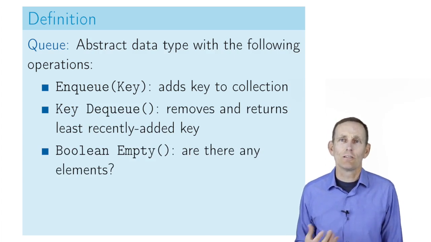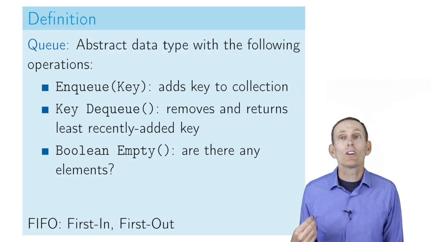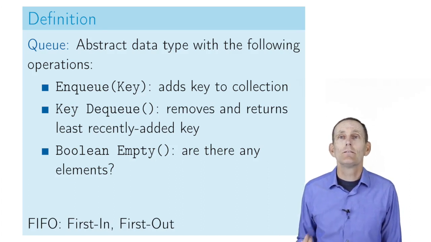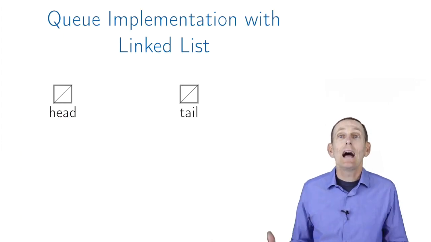The other operation is you can find out whether a queue is empty or not. So these are often called FIFO, first in, first out, and this distinguishes them from stacks, which are LIFO, last in, first out. First in, first out, or first come, first serve. Same thing. How can you implement a queue?